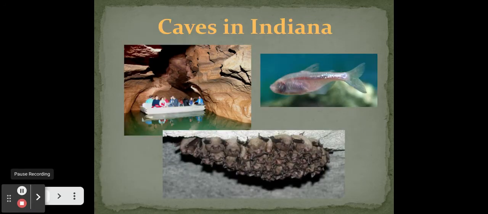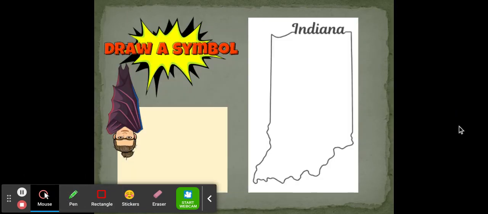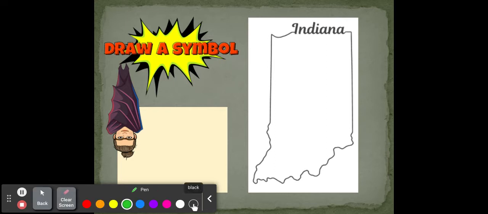Something else pretty cool in Indiana are the caves. And you can take a really cool boat through the caves. And while you're going through the caves, you will see fish sometimes in the water if you're in a boat. And you'll also see bats. Lots of bats in Indiana. So go ahead and get your map back out. And we're going to show where you might find bats in Indiana.